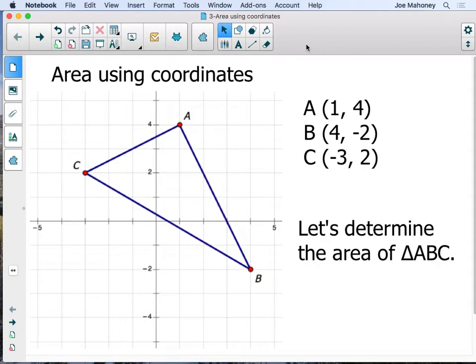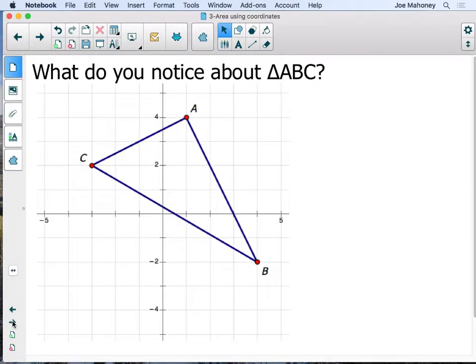So now we're going to try to find the area of a triangle that we graph on grid paper. I've got triangle ABC, you see the coordinates of its vertices, and we want to determine its area. Let's see the direction we want to go. If I take a look at this triangle, what do I notice about it?